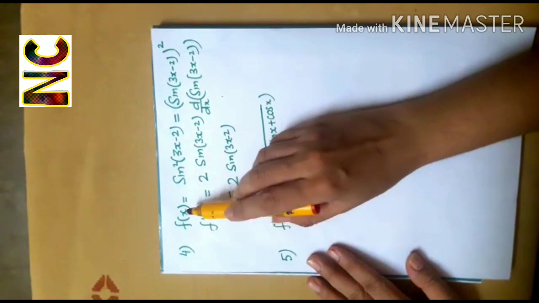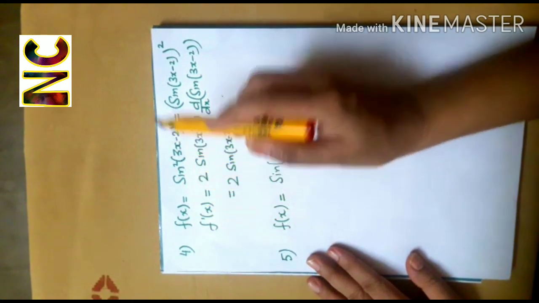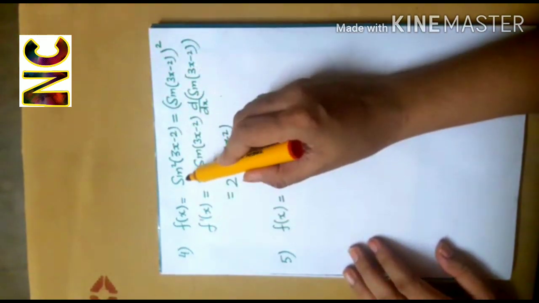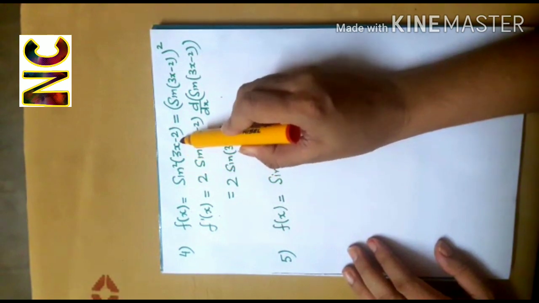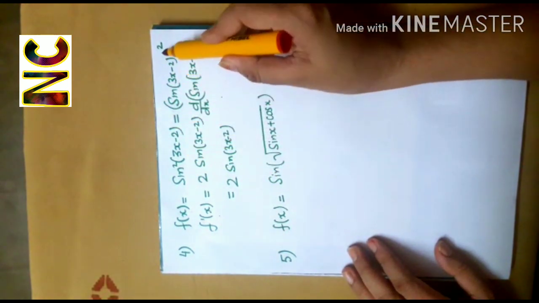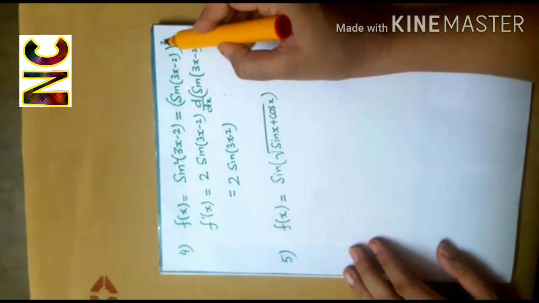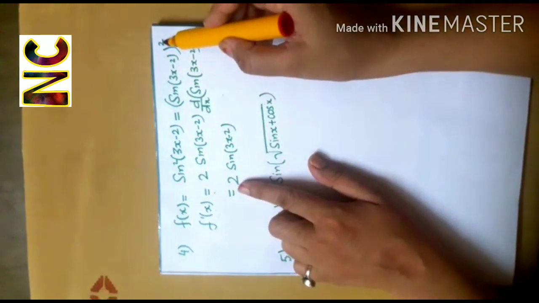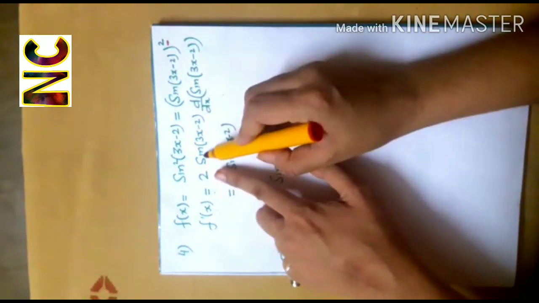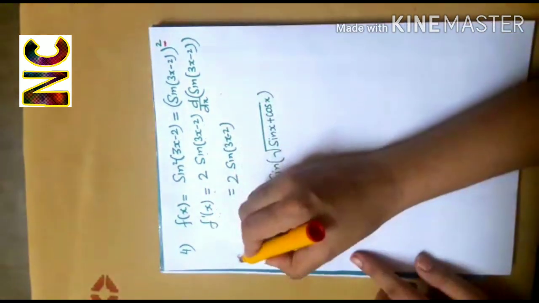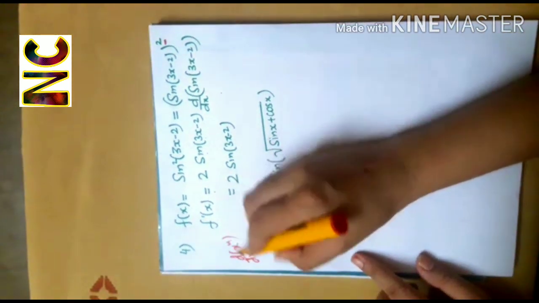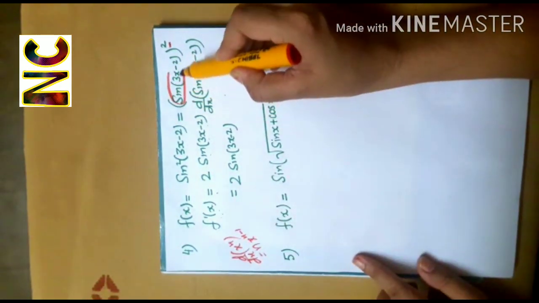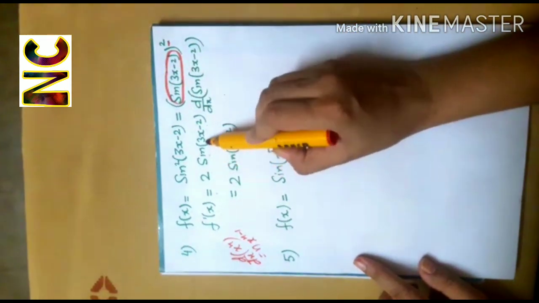Let's take another example. f(x) is equal to sin²(3x − 2). I have to find the derivative of this function. First look here: sin²(3x − 2) is equal to (sin(3x − 2))². So first we will handle this. f'(x) will be the derivative of the outer function, that is 2 sin(3x − 2), because the derivative of x raised to the power n is n x^(n−1). The role of x is being played by this. So it's 2 sin(3x − 2).